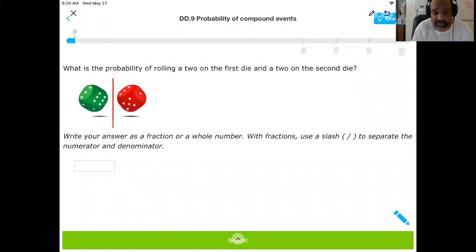Now, look at this. We have two dice. One is green and one is red. What they're saying is, what is the probability of rolling a 2 on the first die and a 2 on the second die? Now, these two dice are independent. So when I roll one, it doesn't affect what happens on the second. So what's the probability of getting a 2 on the first die? There's 6 faces of a regular die, and only one of them is 2. So it's going to be 1 out of 6.